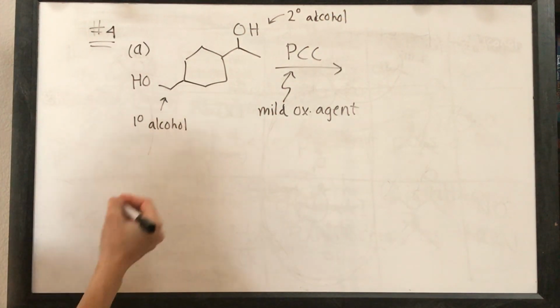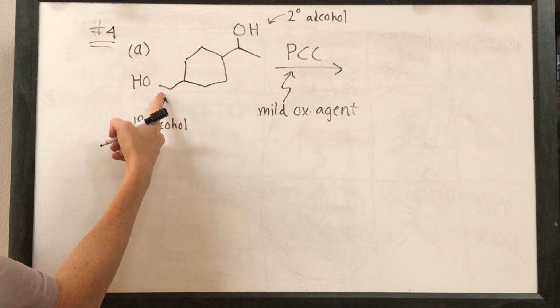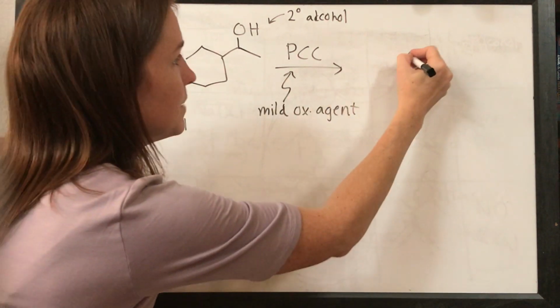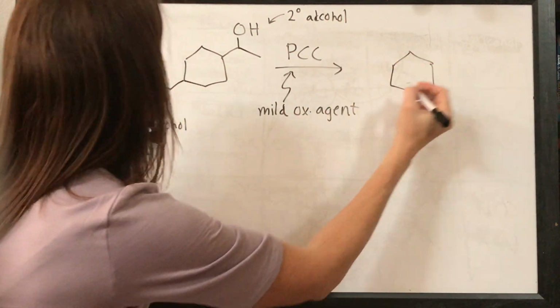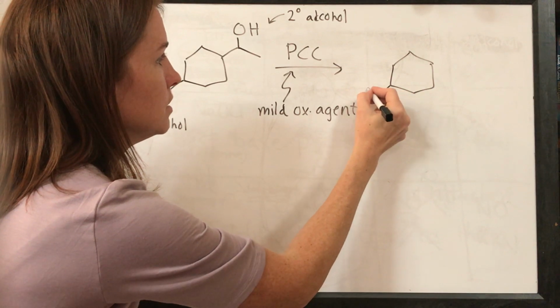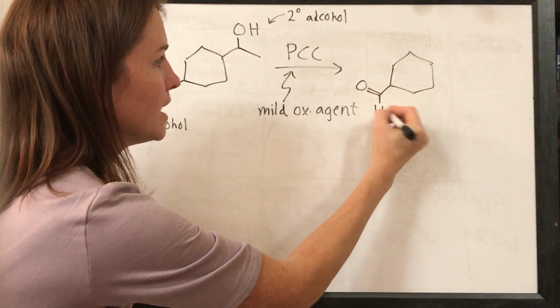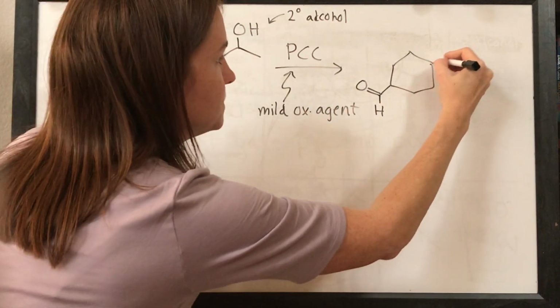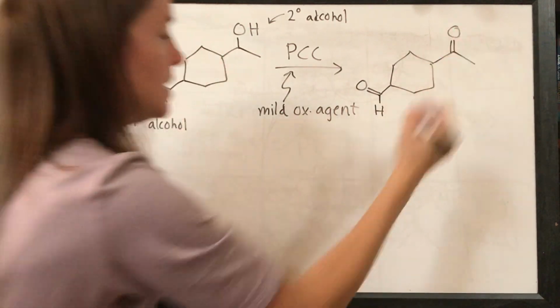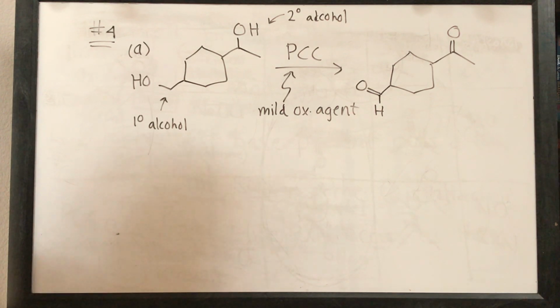So that's going to become a ketone. But over here, instead of turning this all the way to a carboxylic acid, it's going to stop at the aldehyde stage. So my final product here is this becomes an aldehyde. If you want to draw out the hydrogen, you can. I often do. And that becomes a ketone. Okay, but important to know that it's only an aldehyde, not a carboxylic acid.